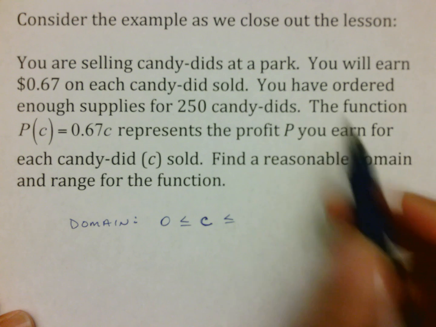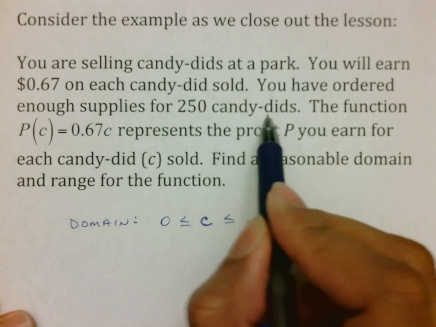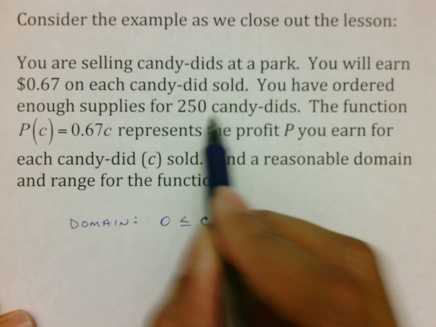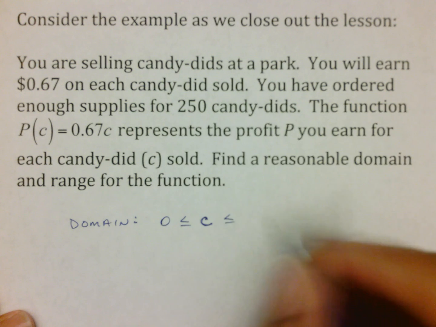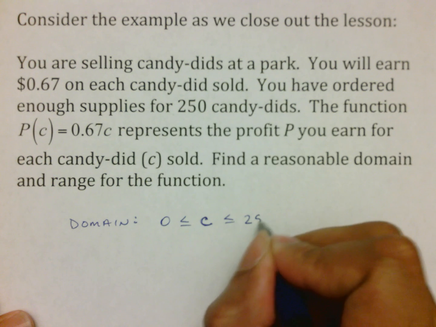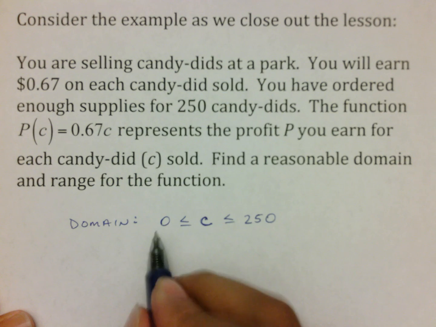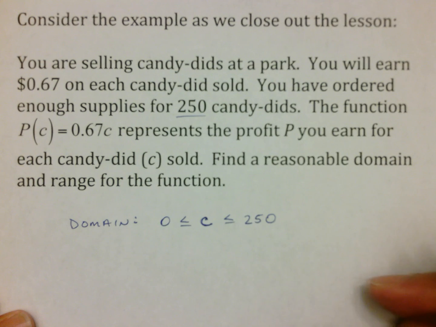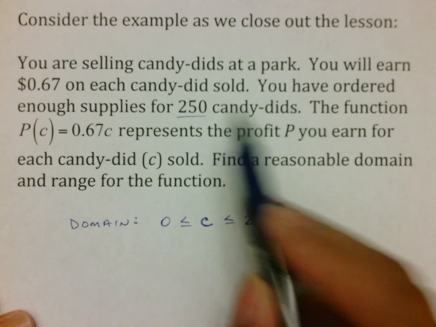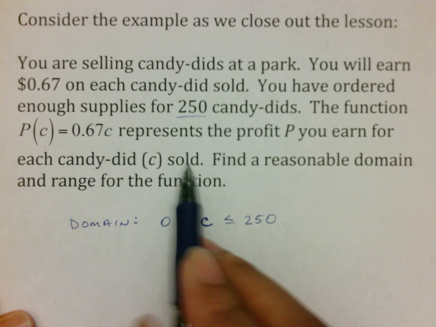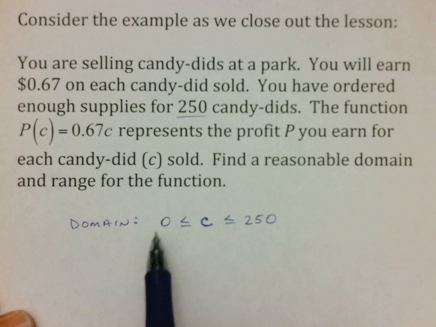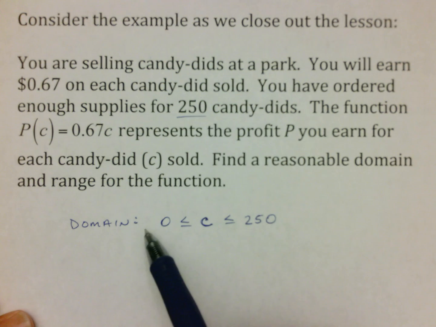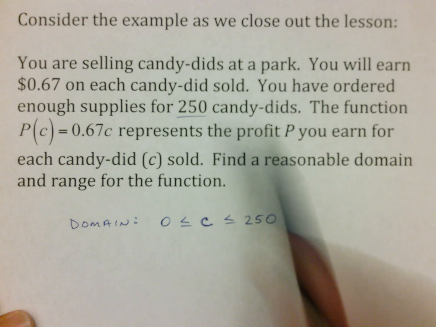And if you read, it says we have ordered enough supplies for 250 candies. So if we order enough supplies for 250, I don't think we can sell 251, 252, because we only have that many supplies. And so the number of candies I can sell is anywhere from 0 to 250, because that's all that I ordered. I didn't order enough for 500, 600, 700. So the reasonable domain for this problem is anywhere from 0 to 250, because those are the only numbers I can sell. I can't sell negatives. I can't sell more than 250 because that's all I have.